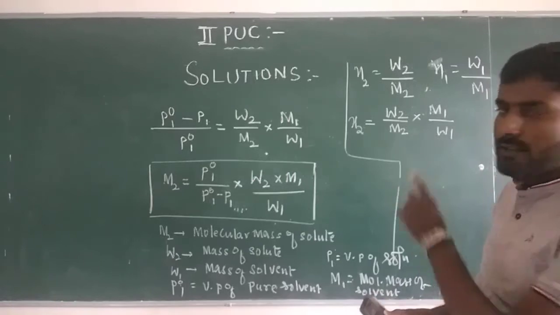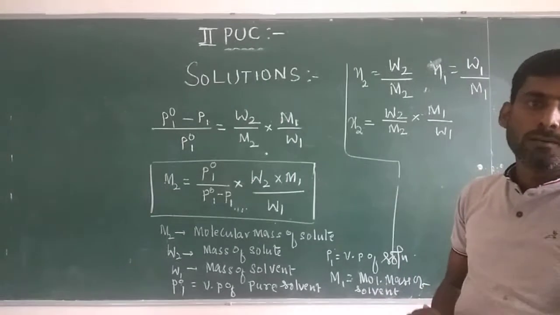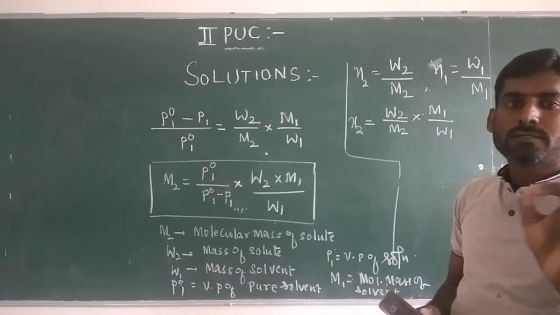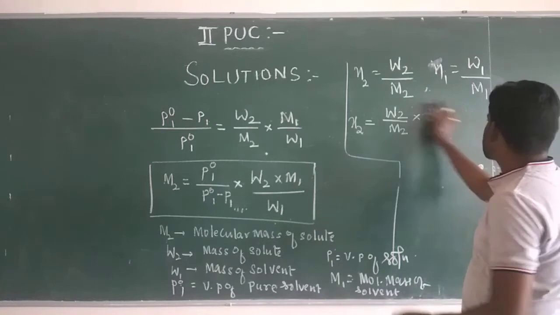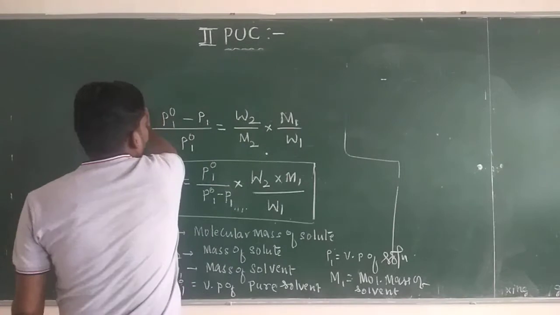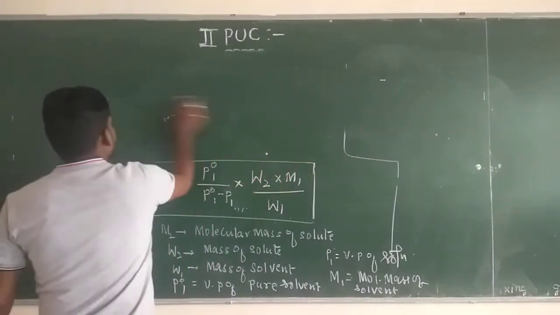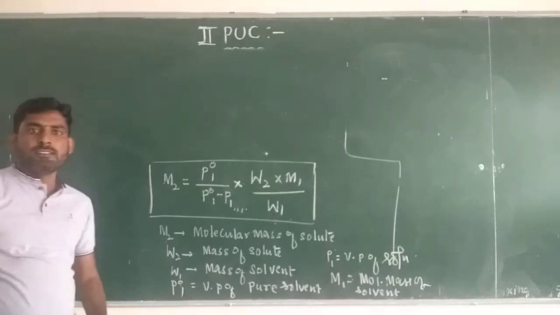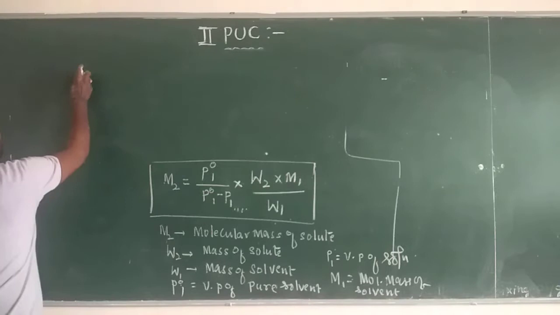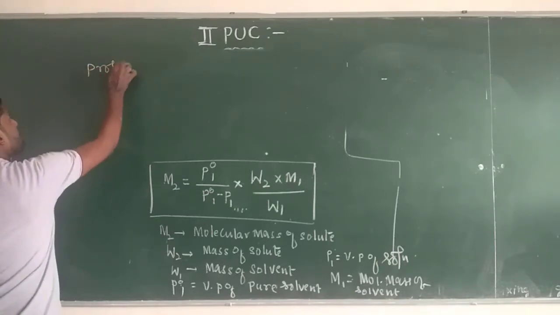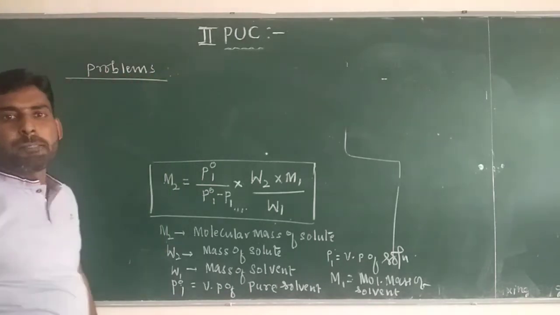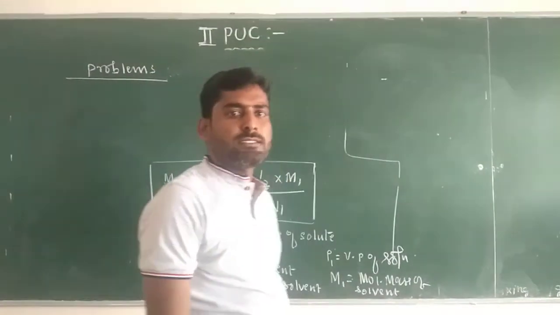This is very important for numerical problems. In this chapter on colligative properties, problems are very important. Let us calculate the molecular mass of solute by taking one important problem. Problems on relative lowering of vapor pressure to calculate the molecular mass or molar mass of solute.